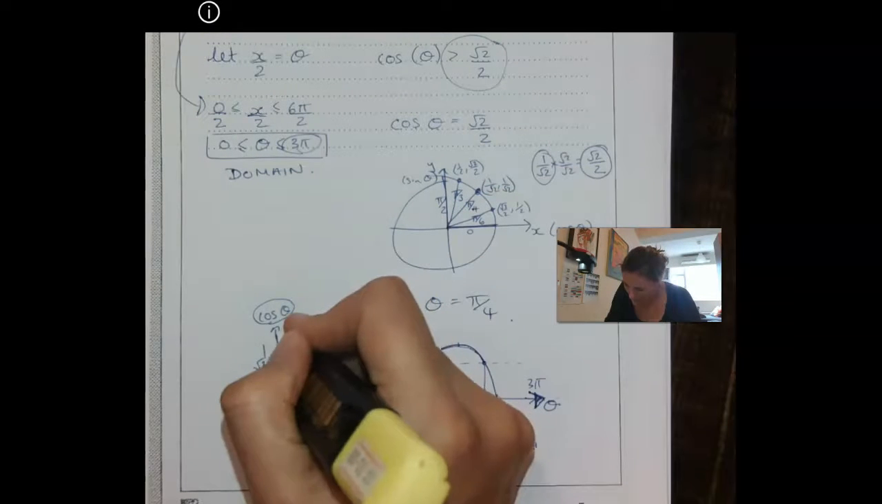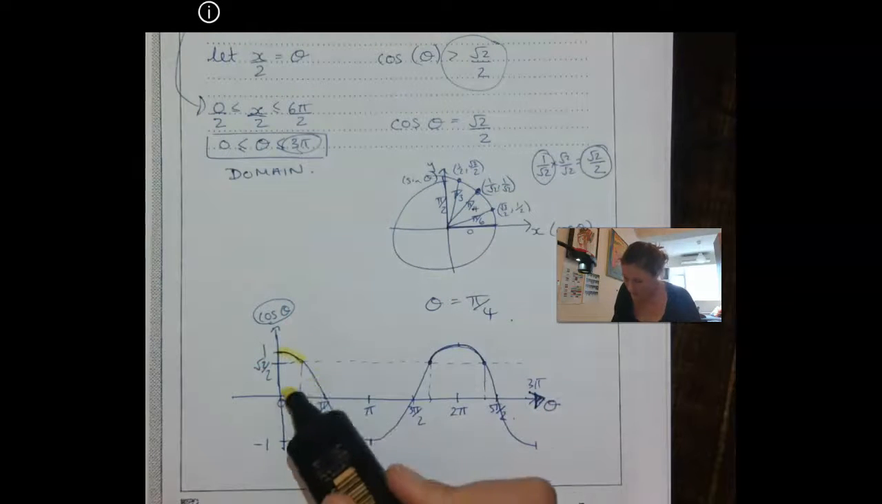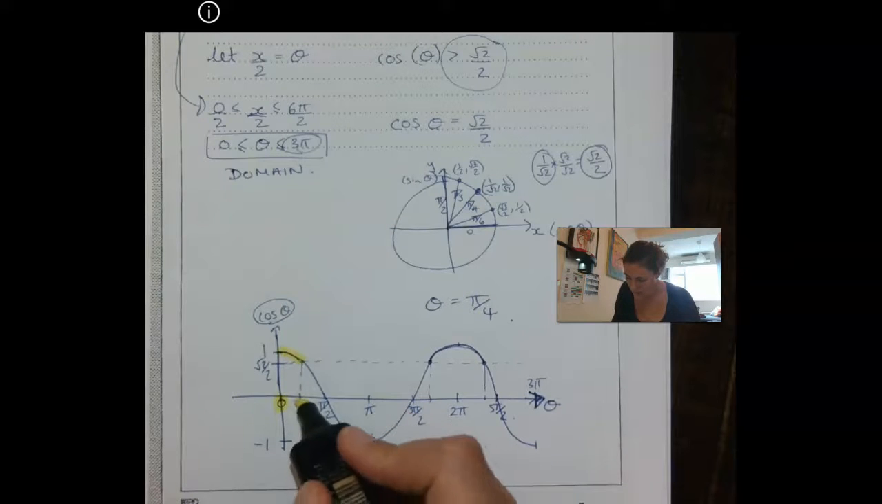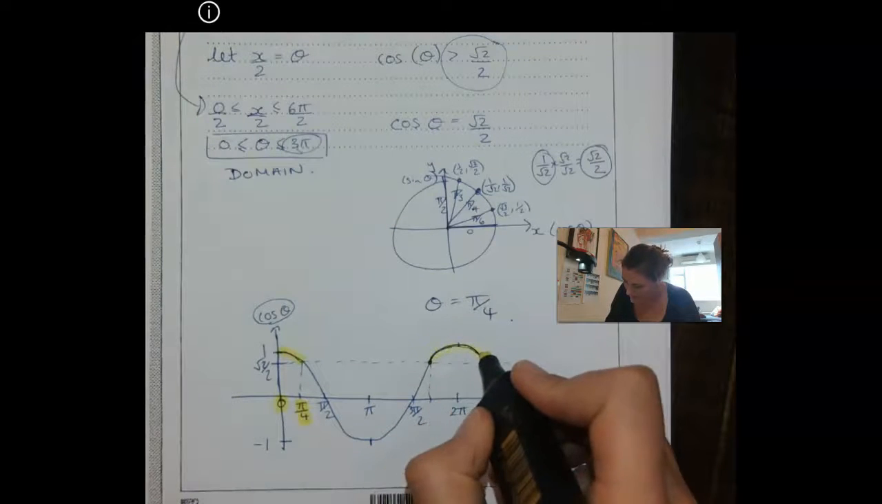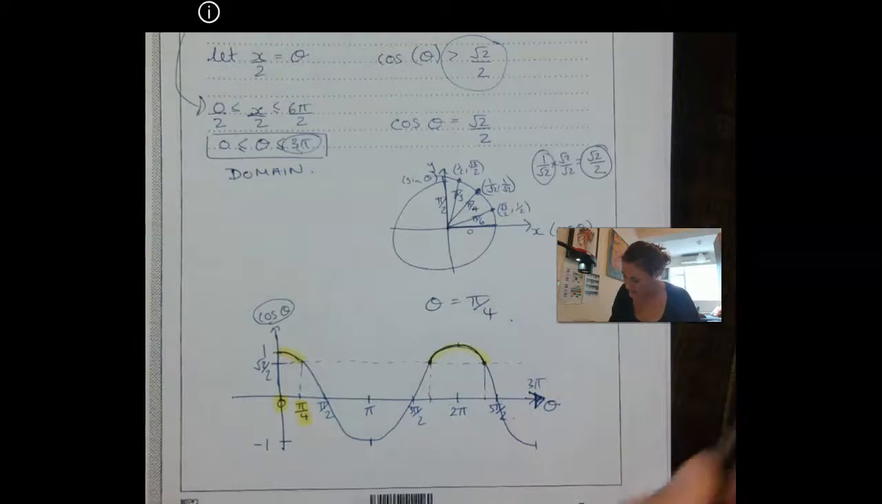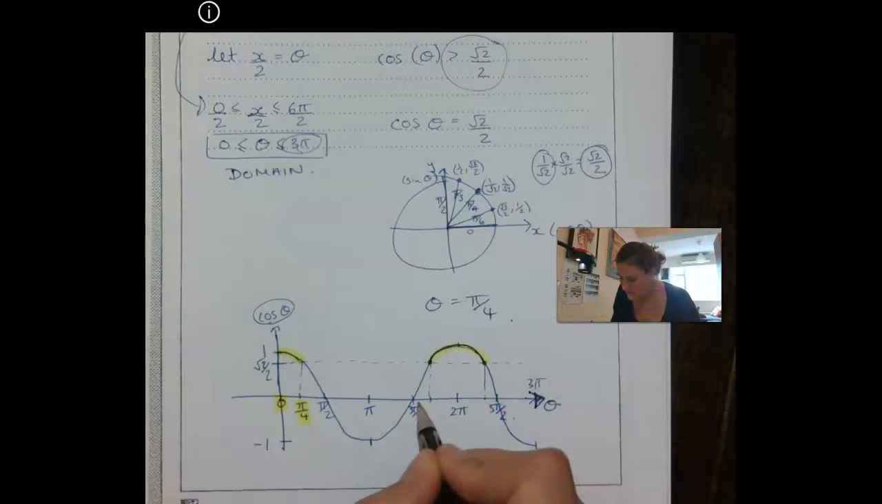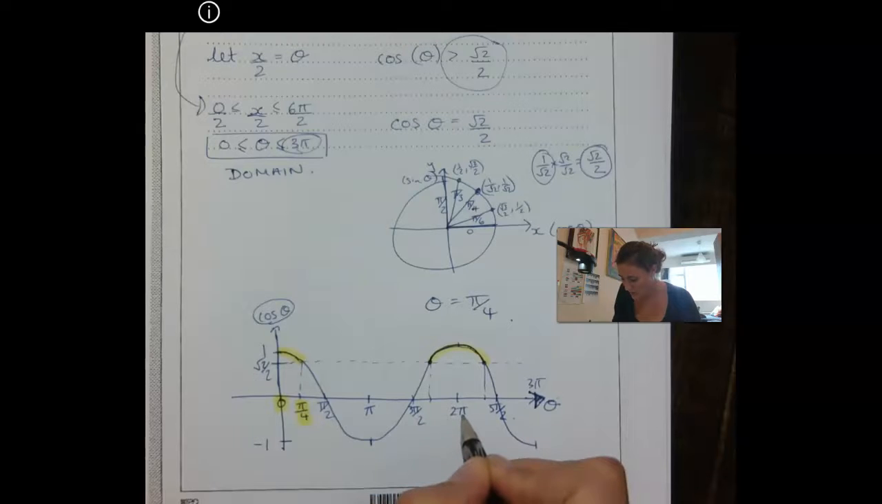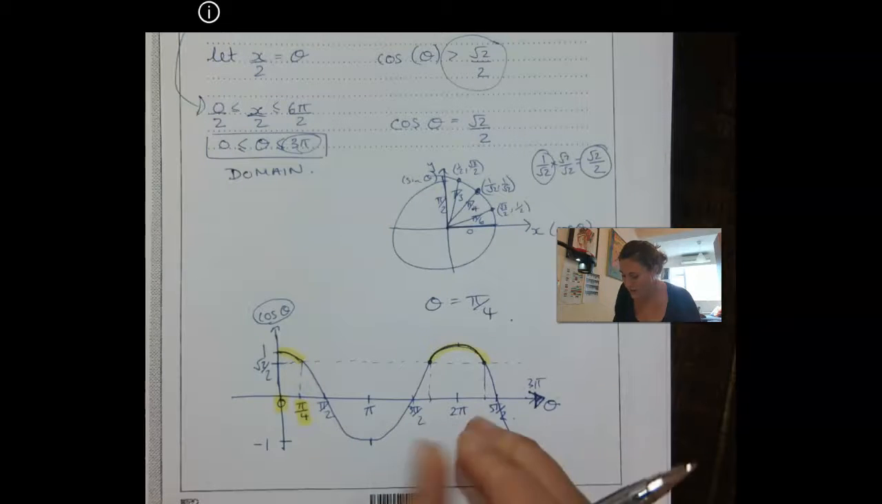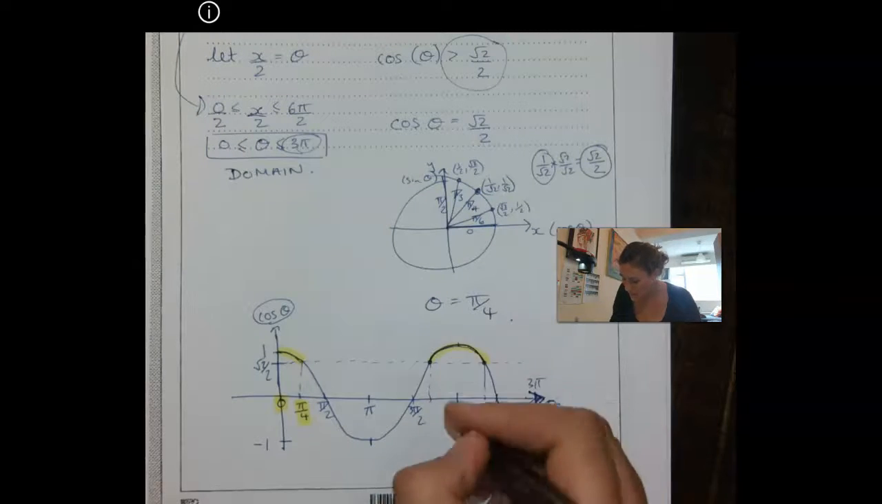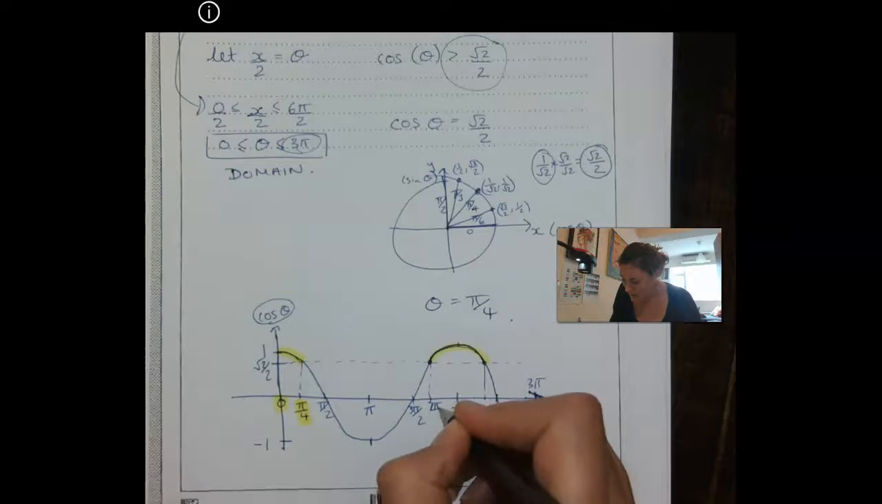Okay, so now I've got my highlighter. I can see I've got cos theta is more than root 2 over 2 here, when between 0 and pi over 4, and then again over here. And basically, using this symmetry, this is going to be halfway between 3 pi over 2 and 2 pi. So this is 3 pi over 2 and 4 pi over 2. Halfway between those will be 7 pi over 4.